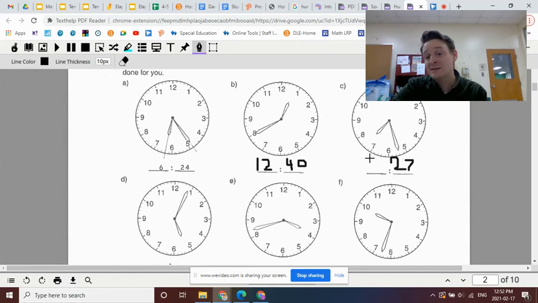And the hour that we are past, 7. Because I look at my hour hand and I see it is between the 7 and the 8. It is not at the 8 yet, so it is past the 7. So it is 7:27.